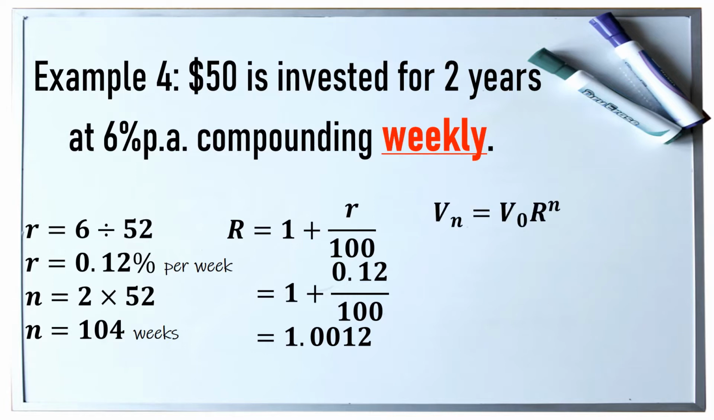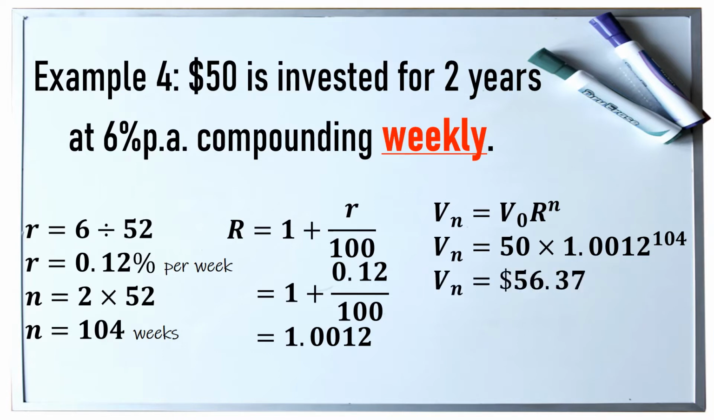Our compound interest formula gives us 50 times 1.0012 to the power of 104, which gives us $56.37. Our interest works out to be $56.37 minus 50, that gives us $6.37.